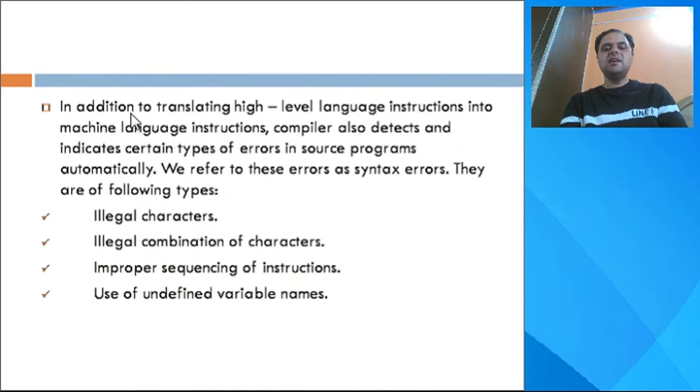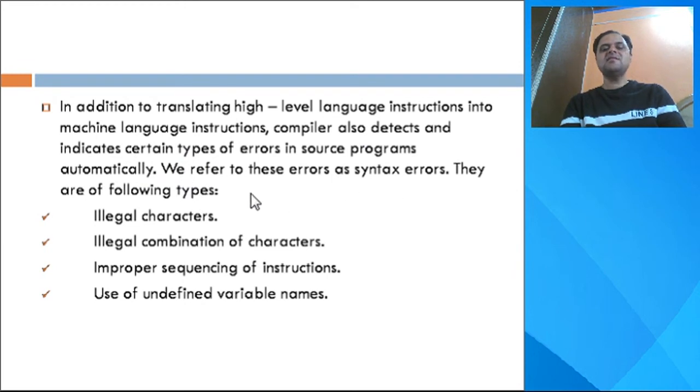So what are the other jobs of a compiler? In addition to translating high level language instructions into machine language instructions, a compiler also detects and indicates certain types of errors in the source program automatically. The main job of the compiler is to convert the high level language program into a machine language program. But other than that conversion, it also detects the errors which we have made while writing the program, and it will automatically indicate what the error is and what type of error it is.